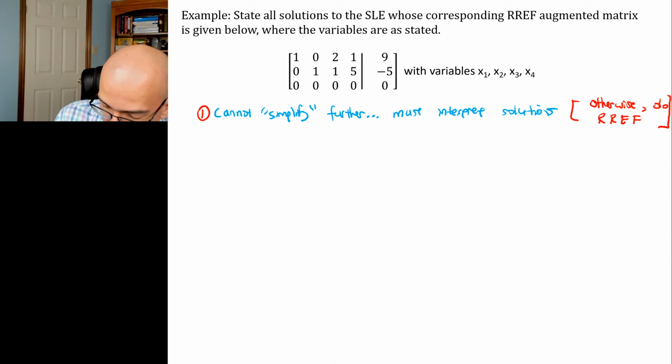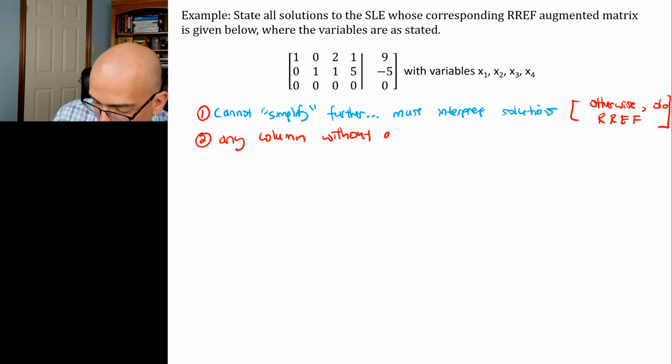Step two: any column without a leading one is a parameter column.